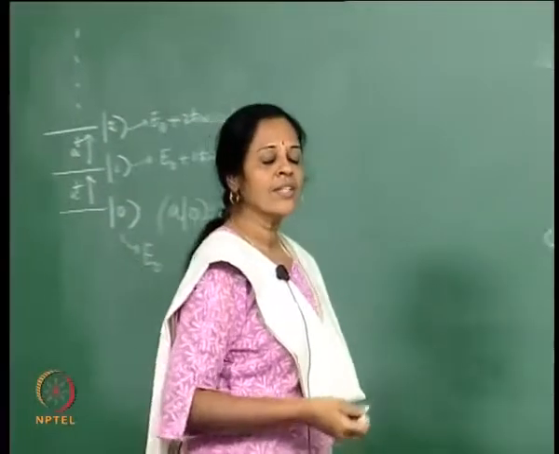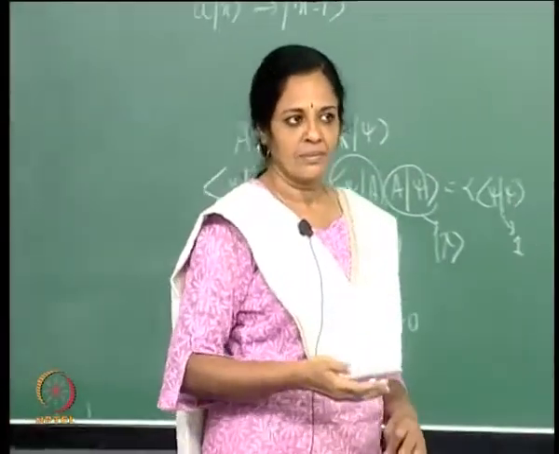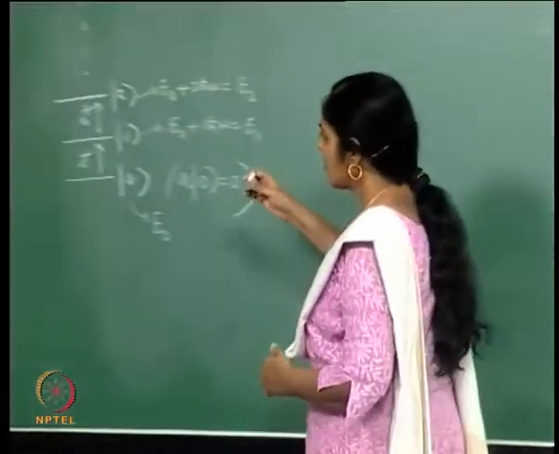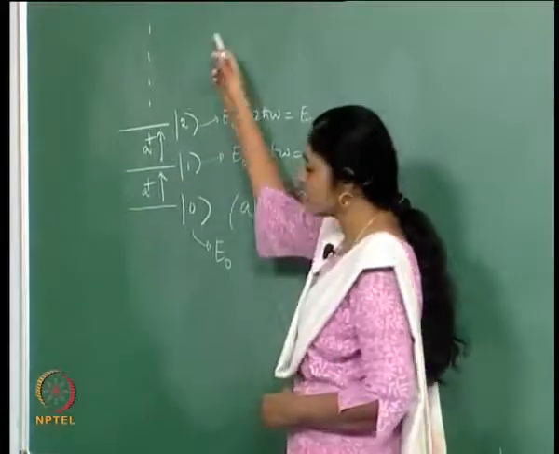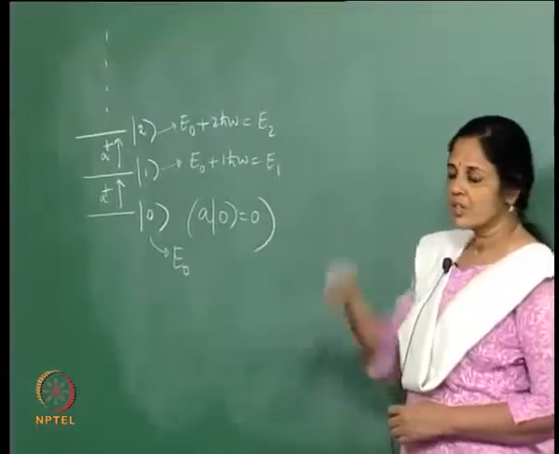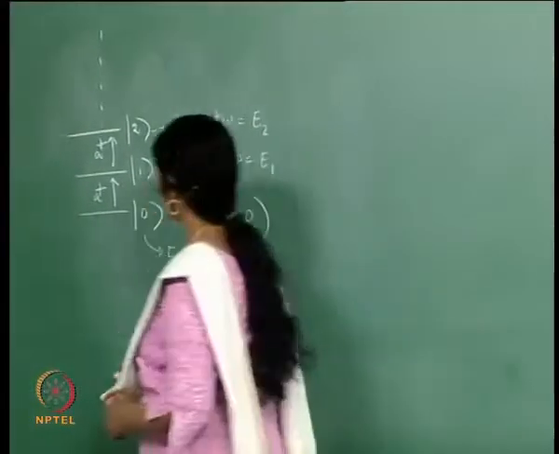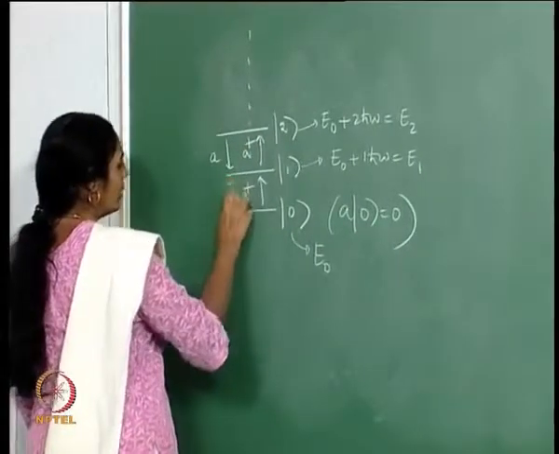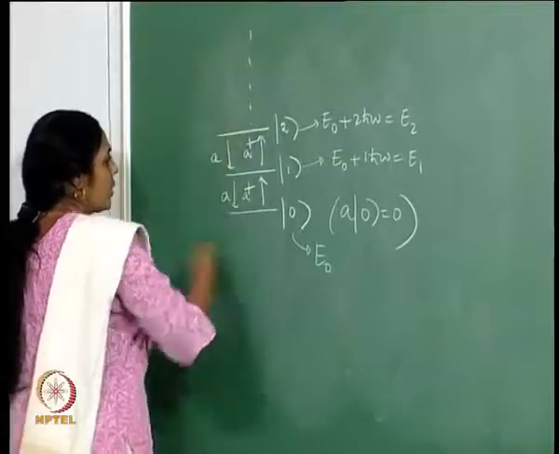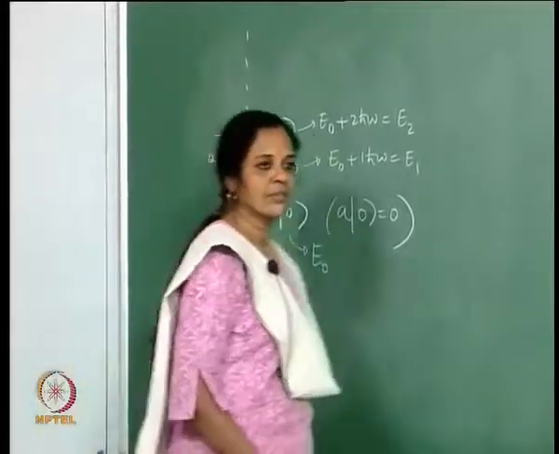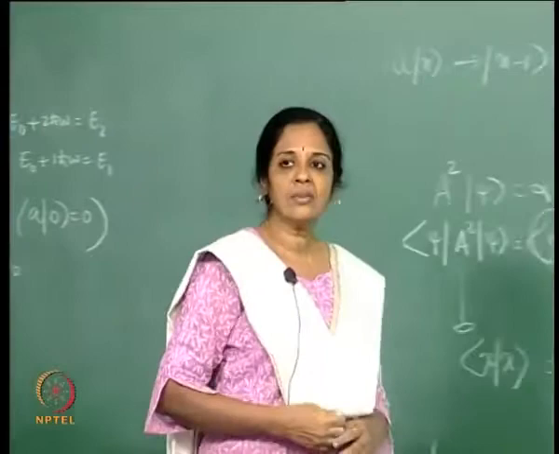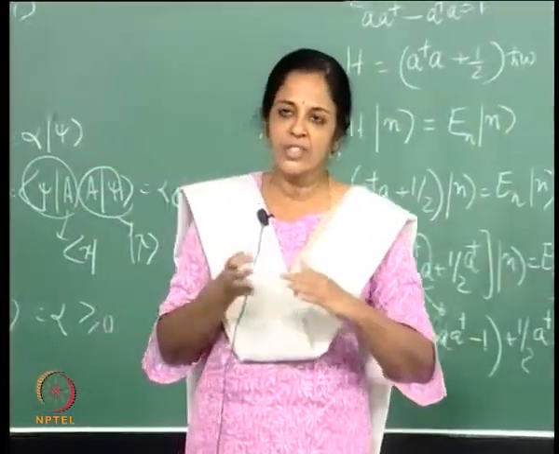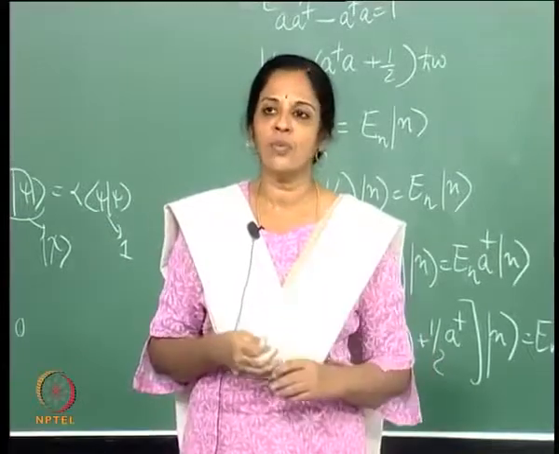There is no constraint on the upper bound. This is an infinite set of states which can be got by repeated application of A dagger on the ground state. Now suppose I want to go down the ladder, I would do it using an A. So I could start with any state, apply A on it and bring it down to the next state, that is a state with energy lower than that, the difference being ħω.